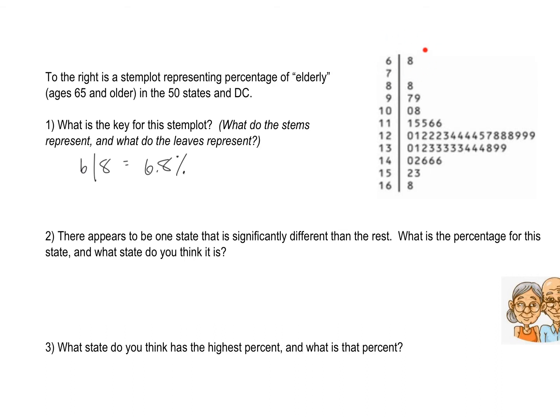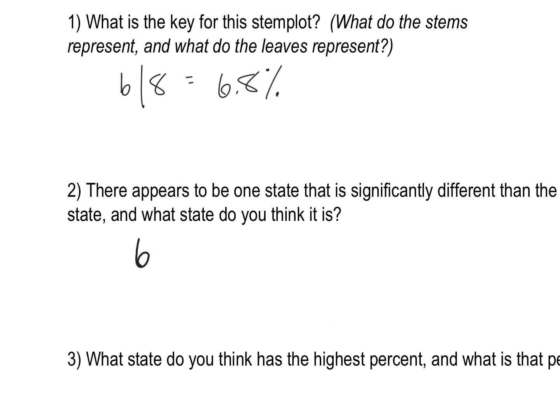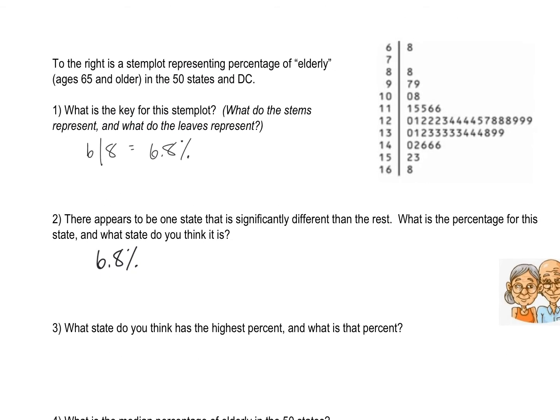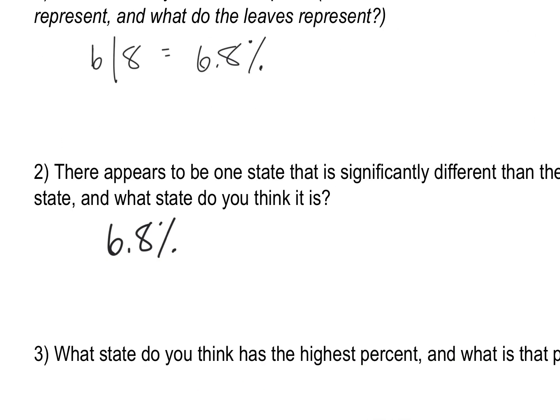What about this over here? What's the percentage for this state? What do you think this state is? So this is 6.8%. And what that represents is that 6.8% of the people in a certain state are considered elderly, which is defined here as 65 or older. What state do you think has the least number of elderly people in it? Take a guess. And maybe there's a reason for that, but it happens to be Alaska.